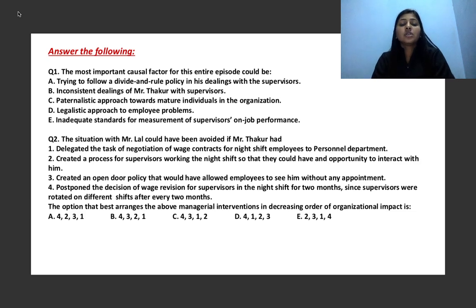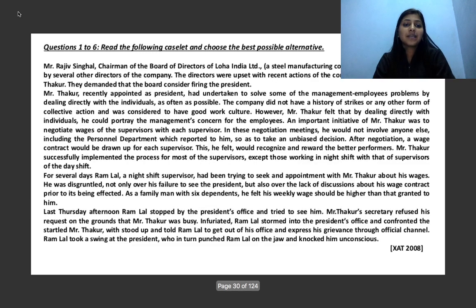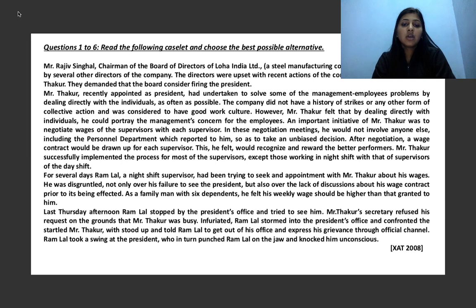Okay, so the passage was about Mr. Thakur, who was the newly elected president. And what was he doing? He thought that dealing directly with the individuals could portray management's concern for the employees. So he took the initiative and dealt one by one with the supervisors, to negotiate their wages. And then the contract was finalized.